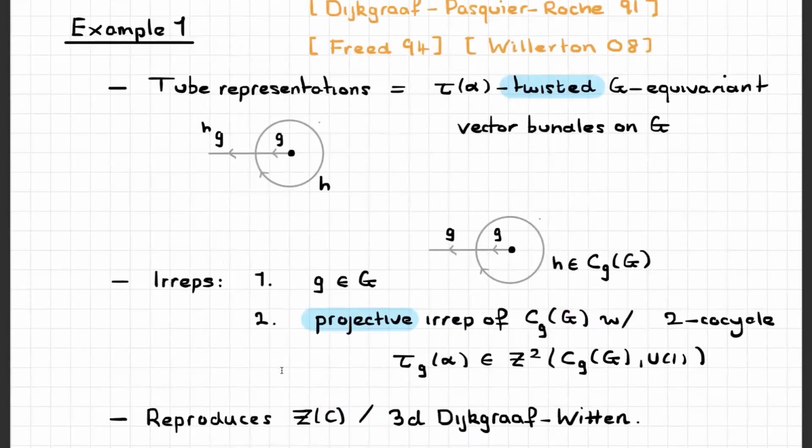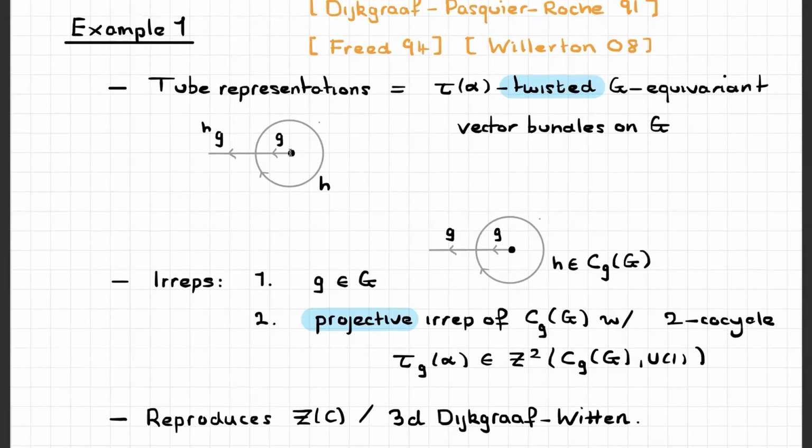The representations are also easy to work out, and they've been well studied for a while. So this goes all the way back to Dijkgraaf, Pasquier, and Roche in '91, Freed in '94, and then more recently, Willerton gave a nice geometric interpretation of these ideas. So the tube representations in this case, representations of this algebra, you can think about them as vector bundles on G with an equivariant action of G on itself. But again, that action is twisted due to the presence of the anomaly.